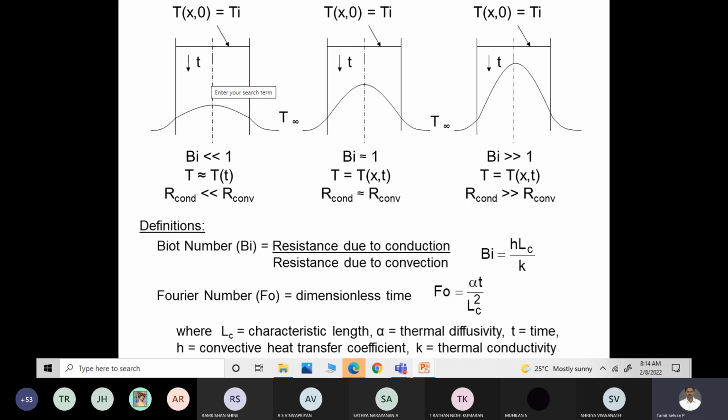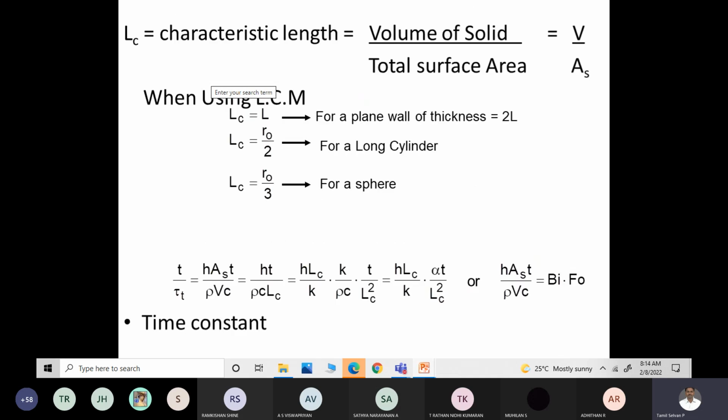So for a lumped system, internal resistance is almost zero, or negligible, compared to the convective resistance. Biot number less than 0.1 means lumped system. Greater than 0.1 and less than 100 means it is an infinite solid. Now you may ask a question.